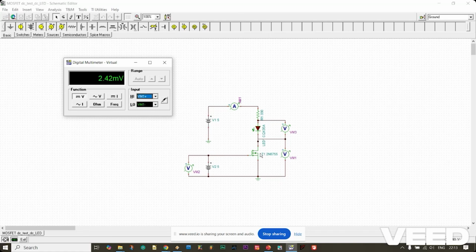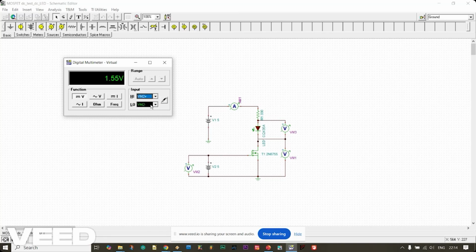Here it is almost zero voltage because it is taken across the VDS, and here the condition is VDS less than VGS minus VT. That is before the pinch off. It is in the ohmic or triode region. And here see VM3, 1.55 volt, 2 volt approximately for the LED. Okay, the LED is on there.